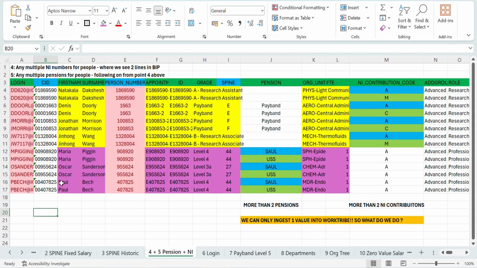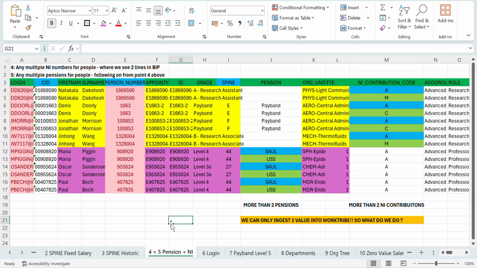Okay, and the bottom here, if I look at Paul Beck, we can see 2 pension contributions for SOL and USS, for example. So we see in this grouping more than 2 pensions. And we know we can only ingest one value into Worktribe. And over here for national insurance contributions, there are more than 2 national insurance contributions, and we can only ingest one value into Worktribe. So the question is, what do we do?